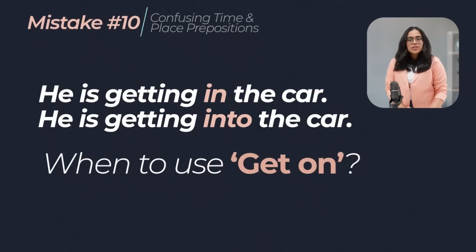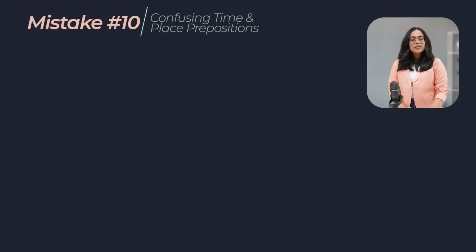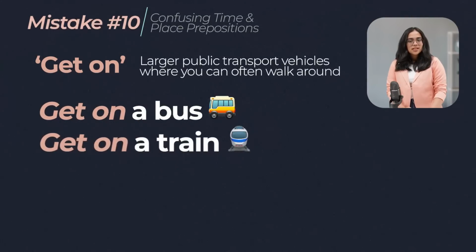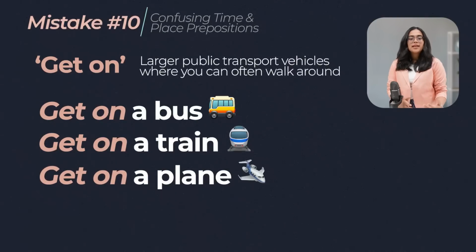So when do we use get on? We use get on for larger public transport vehicles, such as get on a bus, get on a train, get on a plane, get on a boat or a ship. In all these vehicles, you can get on and walk around. So we always use on. I hope you got the difference.